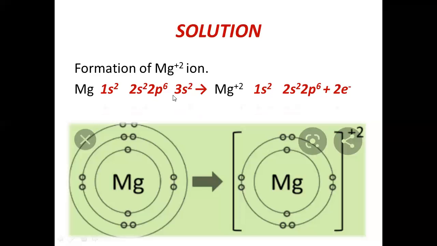1s2, 2s2, 2p6, 3s2. 2 electrons were present in the s subshell, and after losing those 2 electrons, loss of electron we will mention at the right side and gain of electron we will mention at the left side. When we discuss the anion, then we will write the gain of electron at the left side, the reactant side, and loss of electrons at the product side.